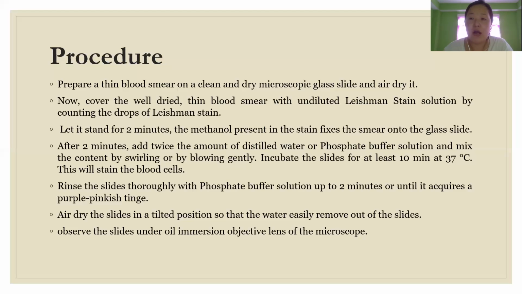Now the question comes, how will we mix it? Take a pipette or a blower or any kind of tube, and blow gently on that area. Then incubate for 10 minutes at 37 degrees centigrade or room temperature. That is the staining procedure. You keep it for 10 minutes so that the Leishman stain will stain both the acidic and basic components of a cell.